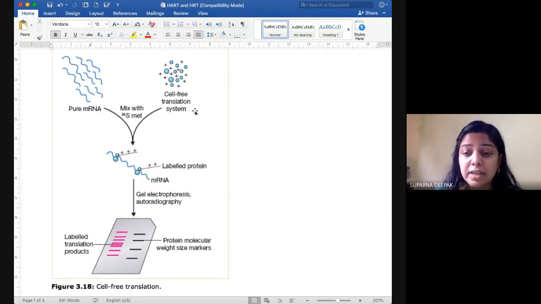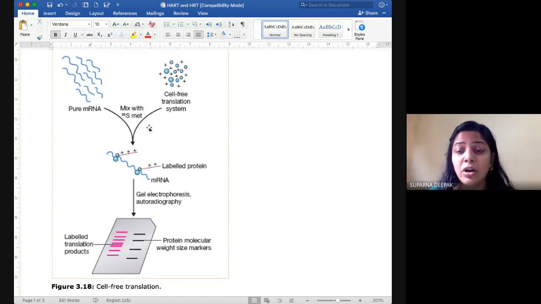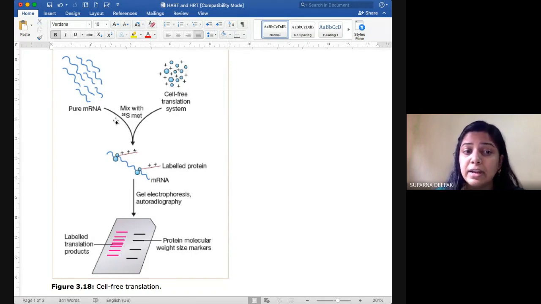So what does this cell-free translation system contain? It will contain all the ribosomes, tRNA, all the proteins, all the molecules which are required for translation, along with your 20 amino acids. One thing has to be taken care of: among those 20 amino acids, one amino acid is going to be radiolabeled. Here we are showing 35S methionine, a higher isotope of sulfur, which is going to be present in methionine.